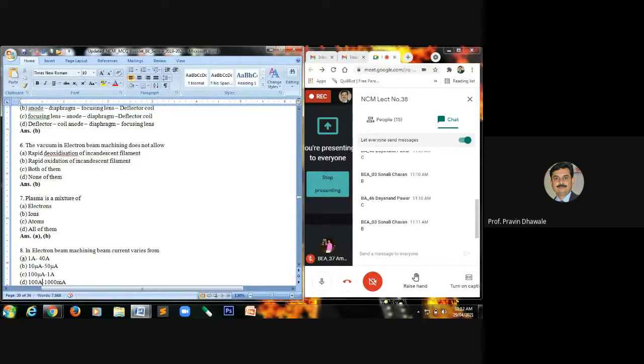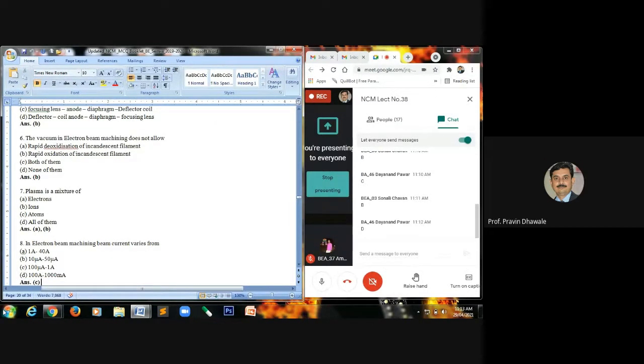In electron beam machining, beam current varies from: option A, 1 to 40; option B, 10 to 50; 100 microampere to 1 ampere; 100 to 1000 milliampere. The option is C.